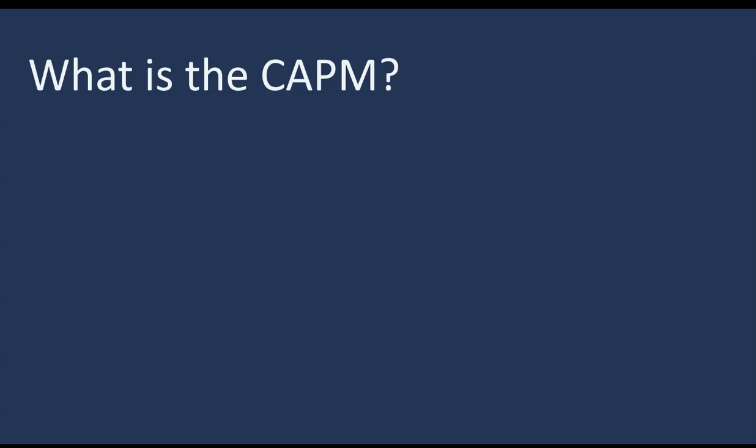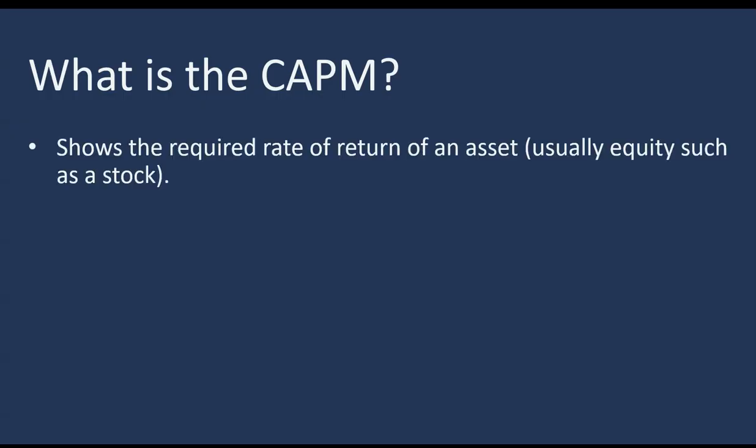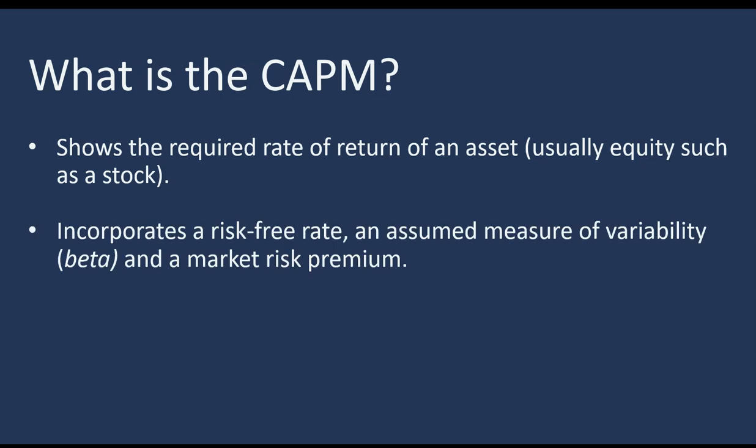So what is the CAPM? Well, the CAPM shows the required rate of return of an asset, which is usually an equity asset such as a stock, and it incorporates a risk-free rate. It incorporates an assumed measure of variability, which is known as beta, and it also has a market risk premium. We'll talk about each of them.